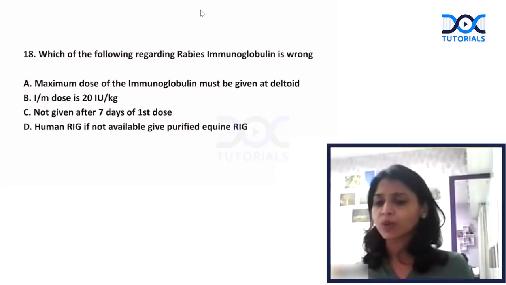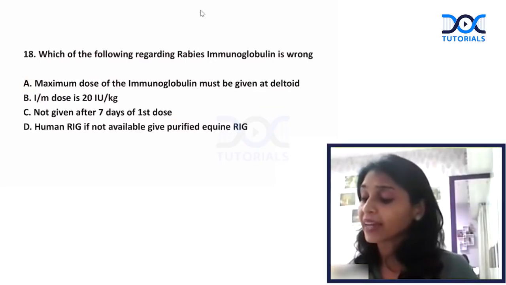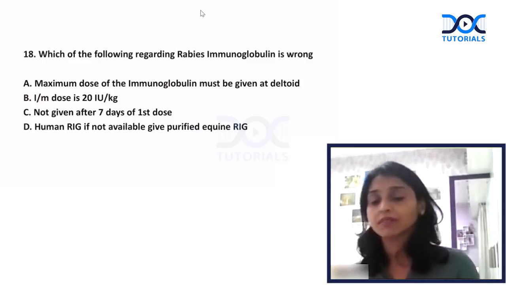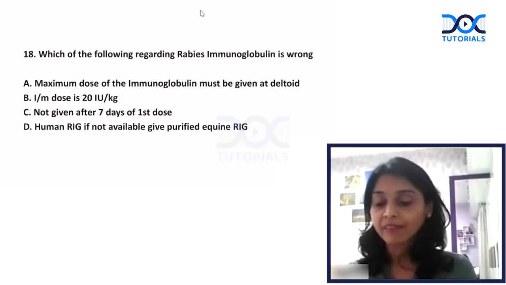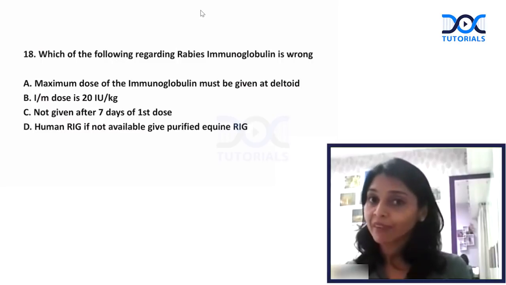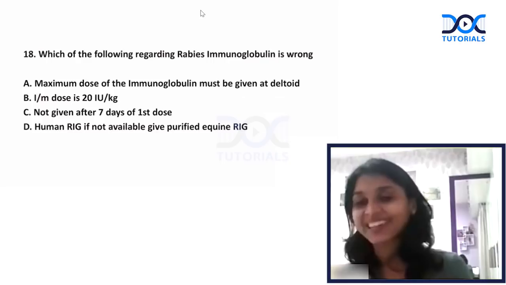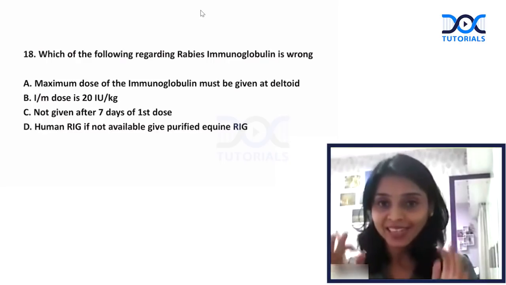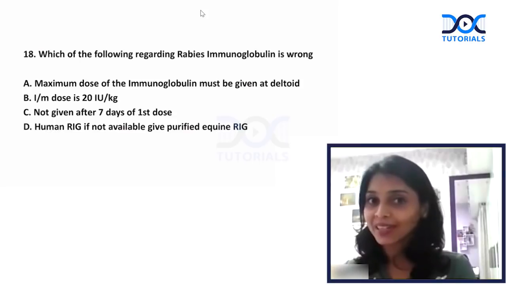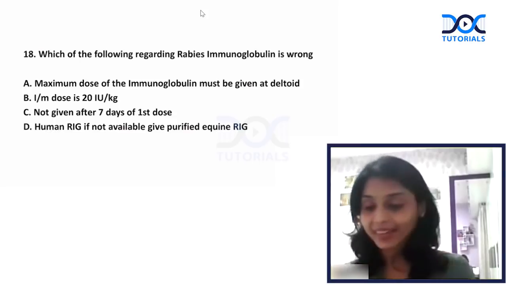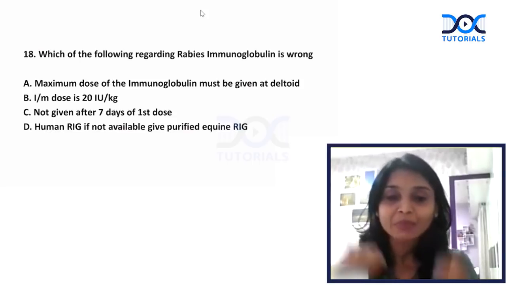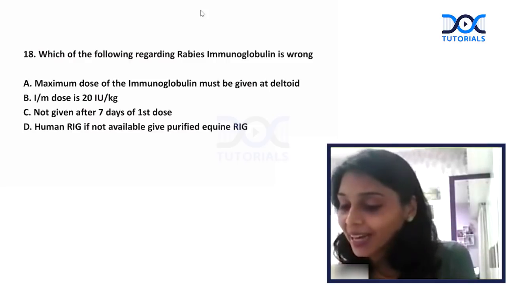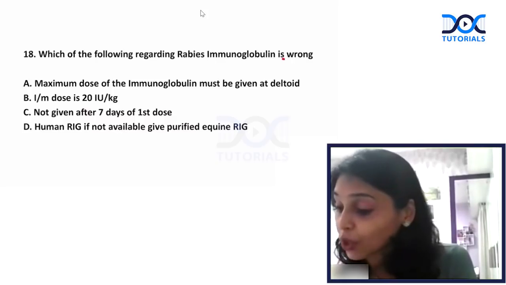Now let's move on to the next one. Which of the following regarding rabies immunoglobulin is wrong? So simple. Which is wrong? If you have ever come to our department and if you have ever sat in the OP, you will definitely get this answer correct. Okay, so you seem to have sat a lot in community medicine OPs. Okay, which of the following is wrong?